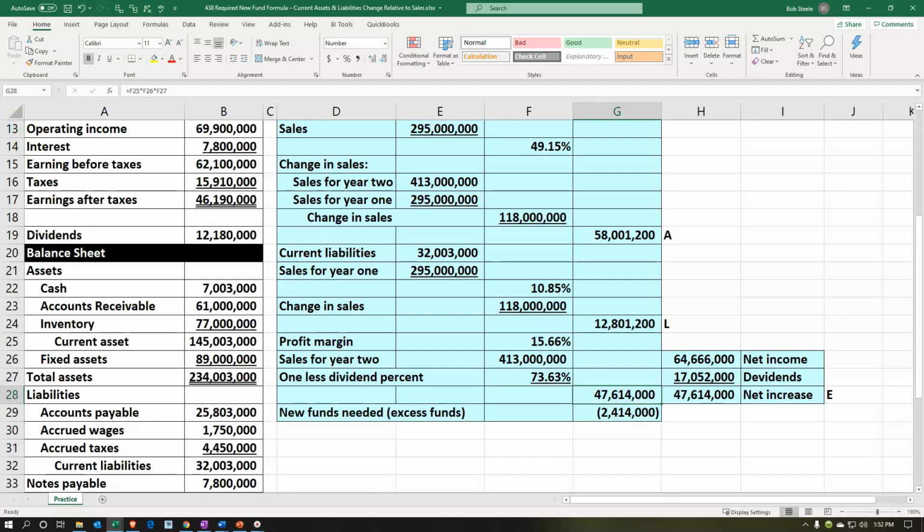So let's put an underline here. We'll put a double underline here. And so there we have it. The assets are going to go up, and we have more funds than needed in order to fund that increase in assets.